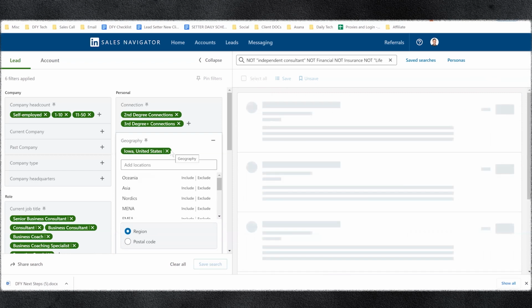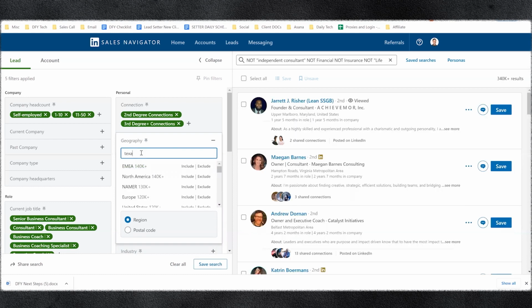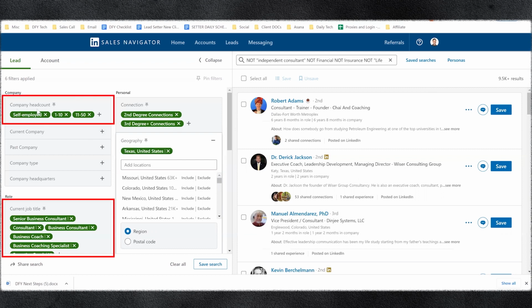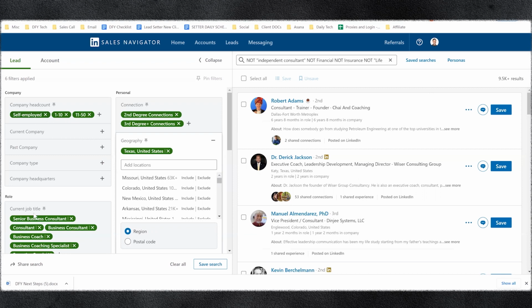One more quick thing. What happens if, let's throw in, say, Texas. Well, Texas has 9.5K. So we can't break this up anymore here. So what do we have to do? We have to break these up and these up. So for example, one of them might be self-employed, senior business consultant, and consultant. And that's the search, right? Another one might be self-employed, only business coaching specialist. You got to break it down. And again, it's very time consuming, but this is what we do for our clients.